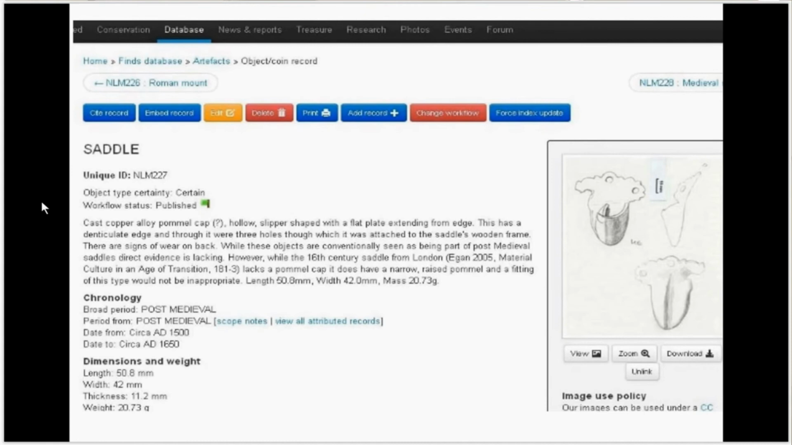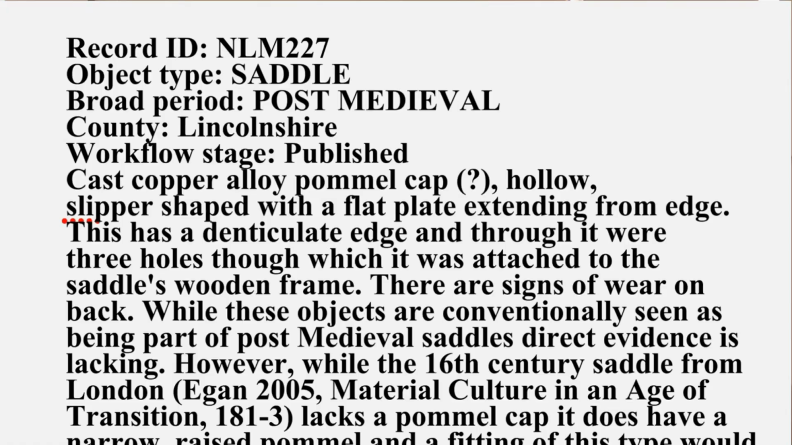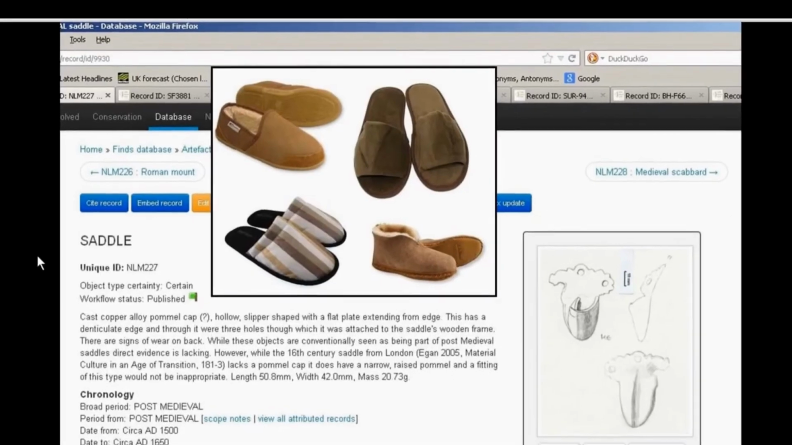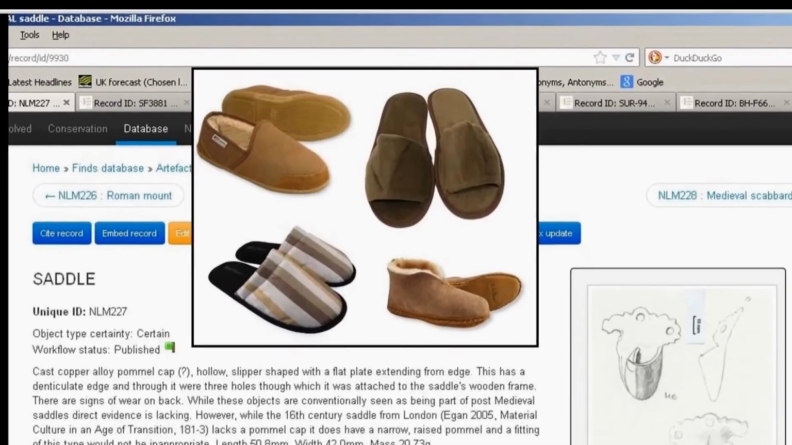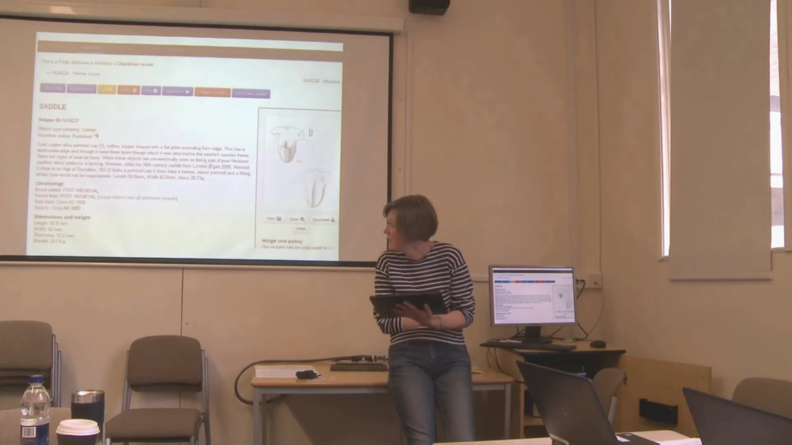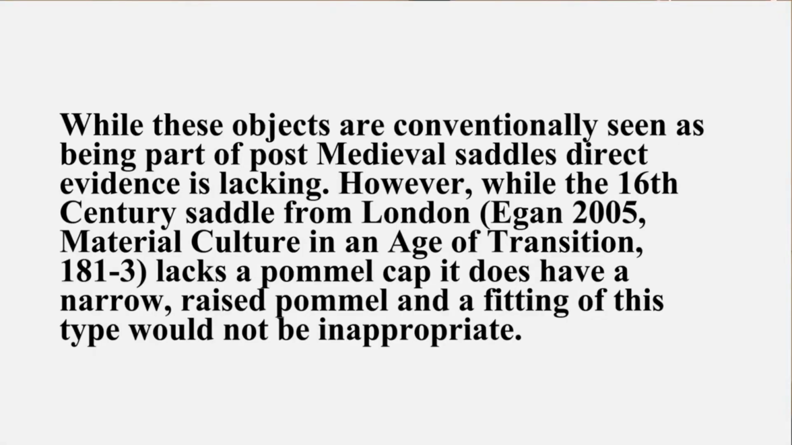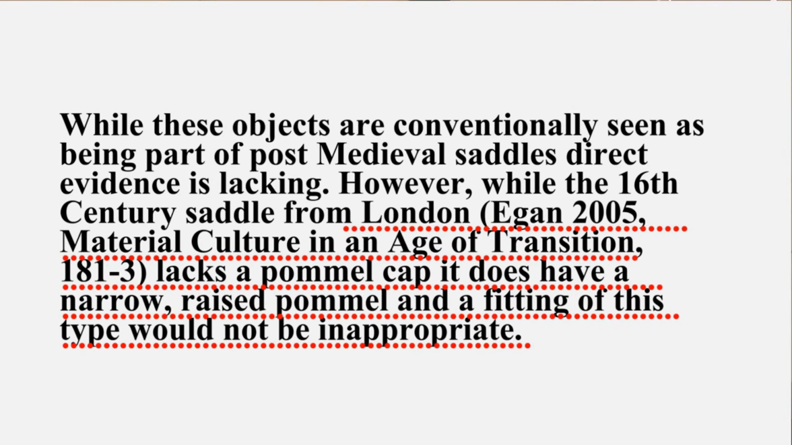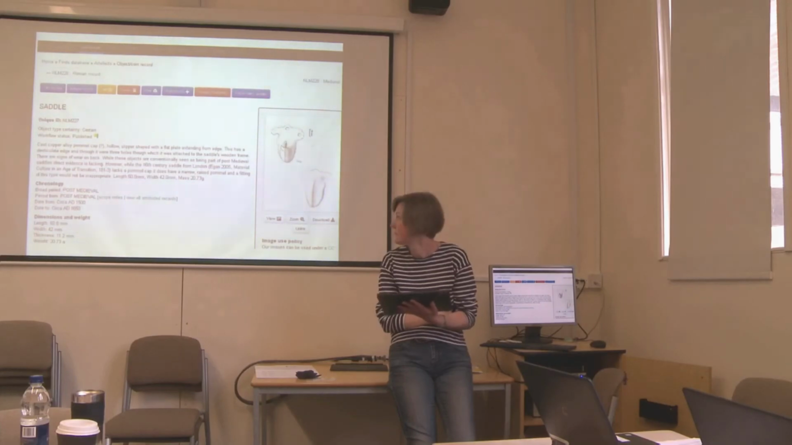Here's another one. This is a very old one, in the days before cameras. Not quite, but it's certainly in the days before digital cameras. Now this has got some potential for misunderstanding. It's got the term slipper-shaped, which I don't like, as you all know. But the recorder has explained how they've come to this identification. They've obviously seen another one because they've cited it, and they've come to a judgment based on evidence.